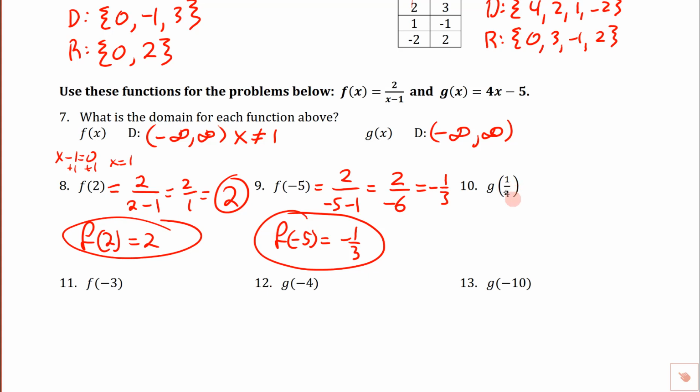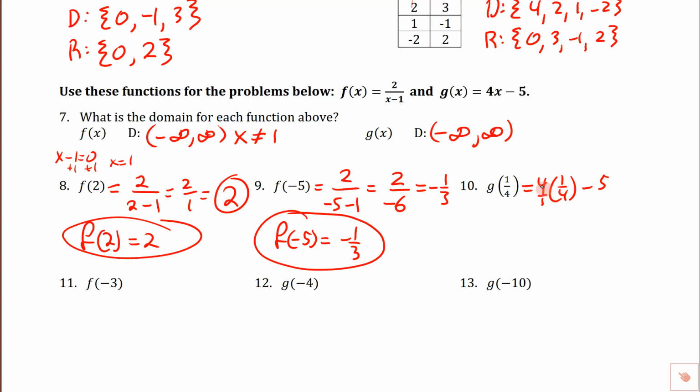Now let's turn our attention to g of 1/4. Now we've got a fraction to plug in here. This may or may not be ugly, so let's go ahead and take a look at this. Wherever there's an x, we're going to put a 1/4. So this is 4, and because it's multiplication and it's a fraction, I'm going to make sure I put that in parentheses. And then we're going to subtract 5 from there.